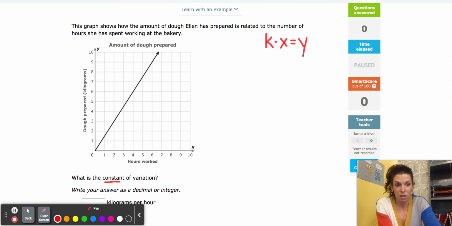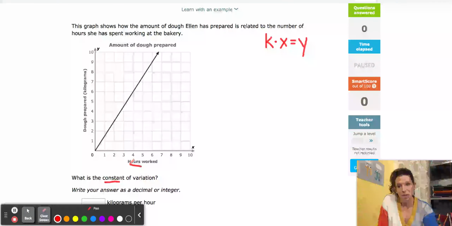That means it's constant or direct variation. And so that means that we're going to take some number and multiply it by however many hours she worked, and that will tell us how much dough she made, how much dough she prepared, okay? So how do we find that K?